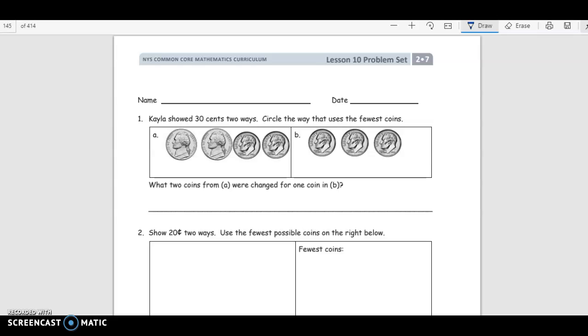Morning. Today we're on lesson 10 for math. So here's a look at the problem set. Number 1, Kayla showed 30 cents two ways. So this is like what we did yesterday on the problem set and the homework. These are her two ways to show 30 cents.